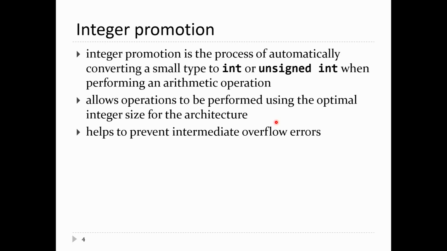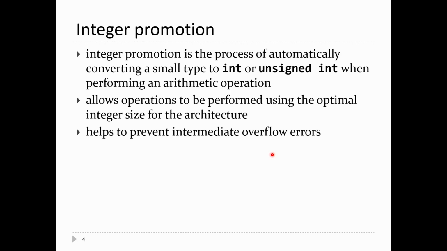Now, why does this happen? Because int is the optimal type on your architecture for performing integer arithmetic. So that's one reason. Instead of trying to perform arithmetic with smaller values, if you convert them automatically to the int type, then you can optimize that operation on your hardware. The other thing you get is that it prevents intermediate overflow errors. If you're performing arithmetic with the small types, you have to remember the range is very small, especially on char. A char is only between -128 and 127. So if you're doing some kind of arithmetic, it's very easy to overflow the range of char. Instead, the chars get promoted up to int, the arithmetic gets performed in int, and then the result gets demoted back down to char.